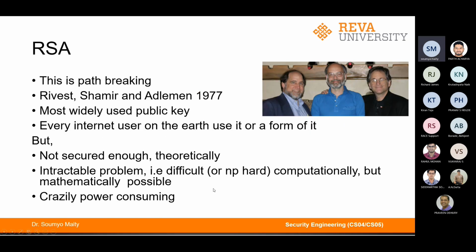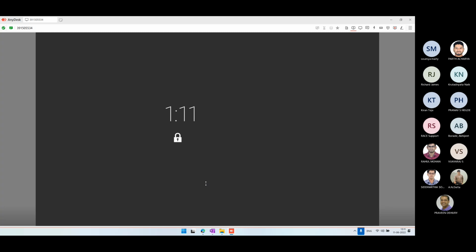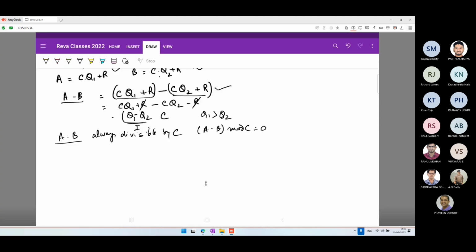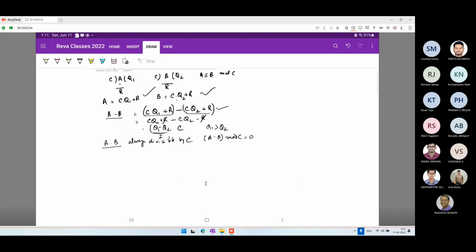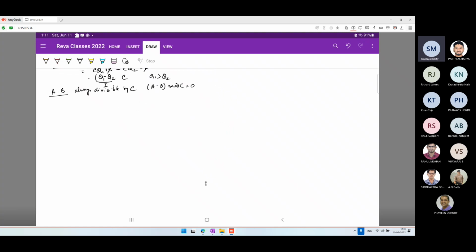Now let us do some more mathematics here. You guys are connecting, otherwise it will be very boring if I just explain all the mathematics here. So if you can connect, then only it makes sense.